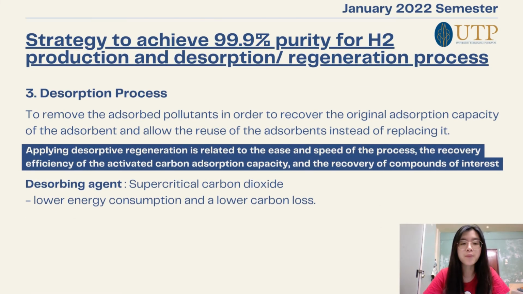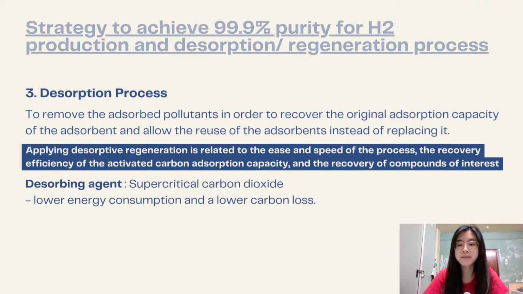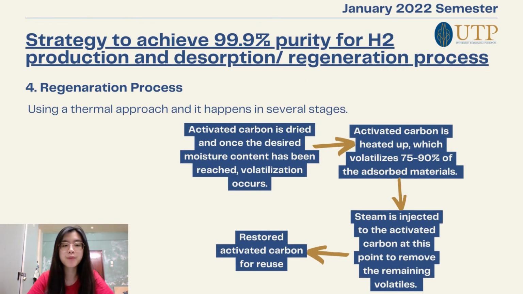The desorption process is important to remove the absorbed pollutant in order to recover the original absorption capacity of the absorbent and allow the reuse of the absorbent instead of replacing it, and the desorbing agent used in this case is supercritical carbon dioxide. In the regeneration process, activated carbon is dried and heated up until it volatilizes 75 to 90% of the adsorbed material. Steam is then injected to the activated carbon and it is ready to be reused.